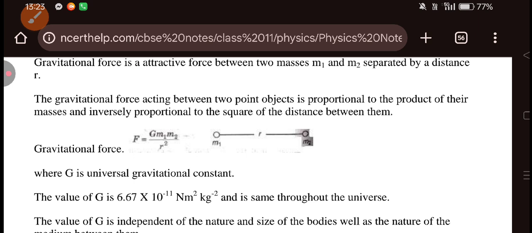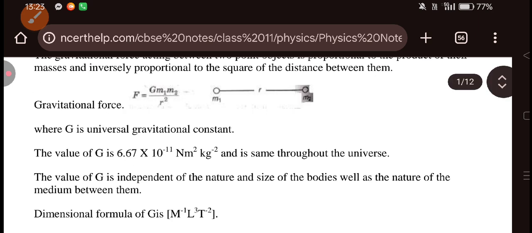So the value of G is 6.67 multiplied by 10 raised to power minus 11 Newton meter square kg minus 2, and it is the same throughout this universe. If you go to America, you will use the same value of G. Anywhere you go, you will use this same value. This is the meaning of universe. So this value will remain the same throughout the universe.